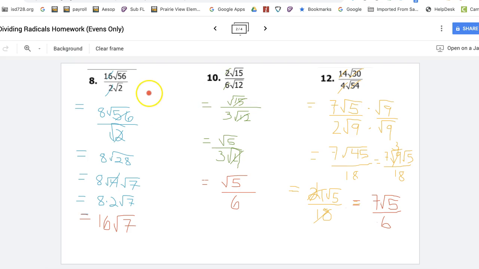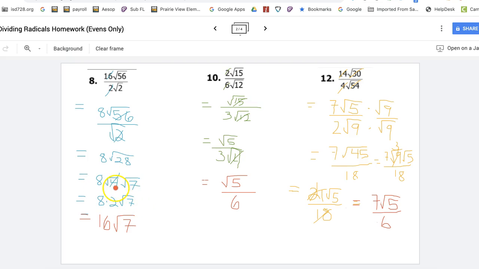All right, number 8. Again, I simplified the quote-unquote coefficients, the items outside the radicals. And I end up with 8 root 56 over root 2. Now I looked and I see that 56 and 2 are both under the radical, so I actually can simplify. I can take 56 divided by 2 because they're both inside the radical. I can do that. And I get 8 root 28. Nothing's left on the bottom, no more fractions. And then you just go through the process of simplifying.